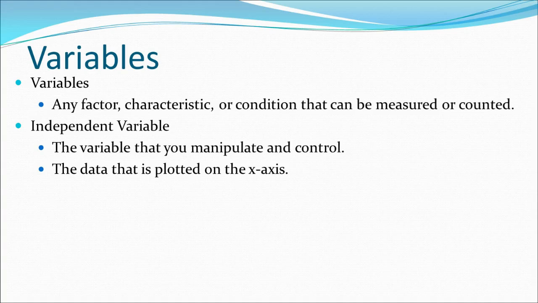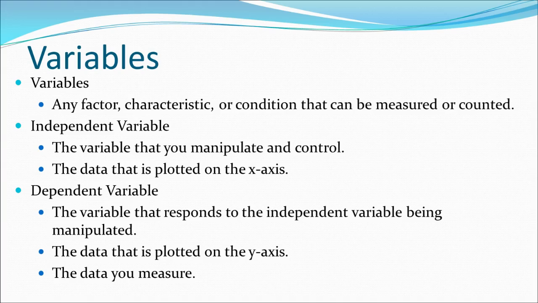We change the independent variable, hoping that we can see or record a change in the dependent variable. This is the variable that responds to the independent variable being manipulated. It's the data that's plotted on the y-axis. For every x, we hope that y happens. This is the data you measure.